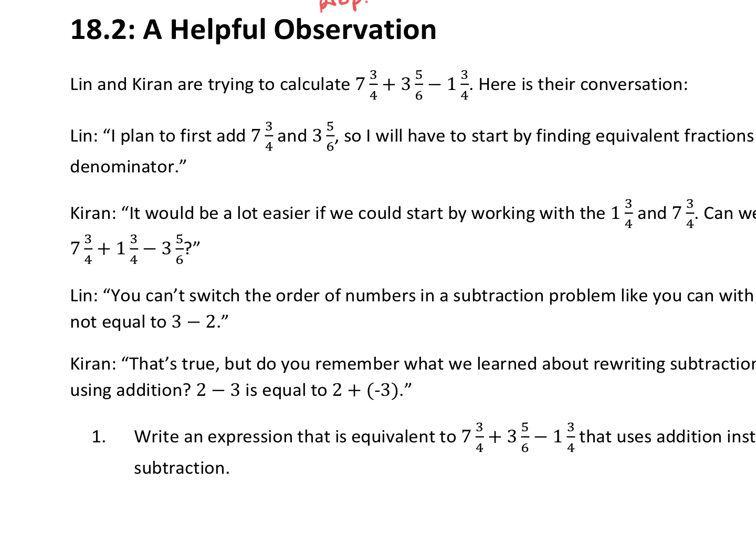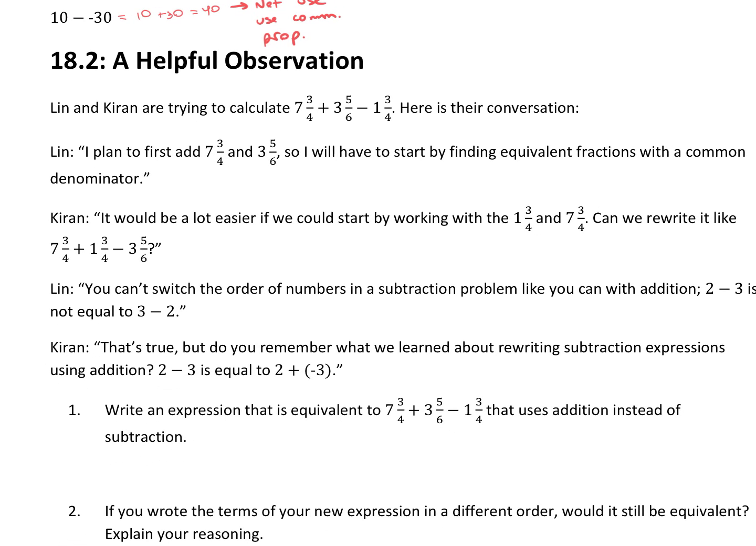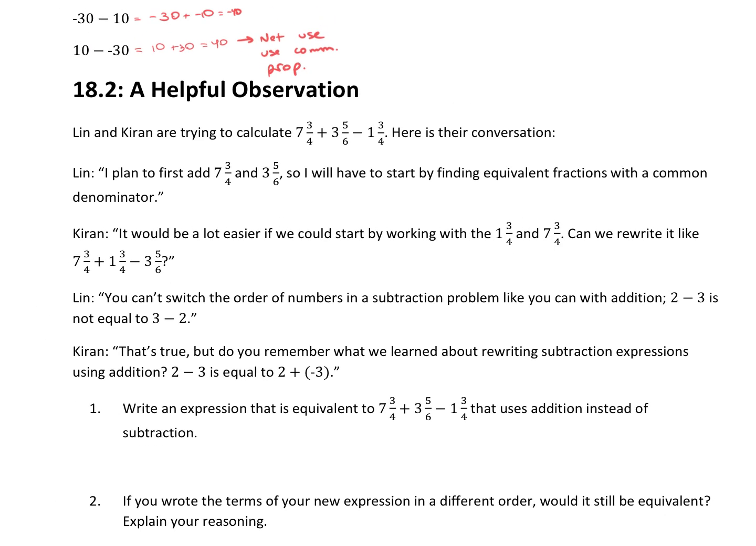All right, this one says Lynn and Karan are trying to calculate 7 3/4 plus 3 5/6 minus 1 3/4. Here's their conversation. Lynn: I plan to first add 7 3/4 and 3 5/6, so I will have to start by finding equivalent fractions with a common denominator. Karan: It would be a lot easier if we could start by working with the 1 3/4 and 7 3/4. Can we rewrite it as 7 3/4 plus 1 3/4 minus 3 5/6?